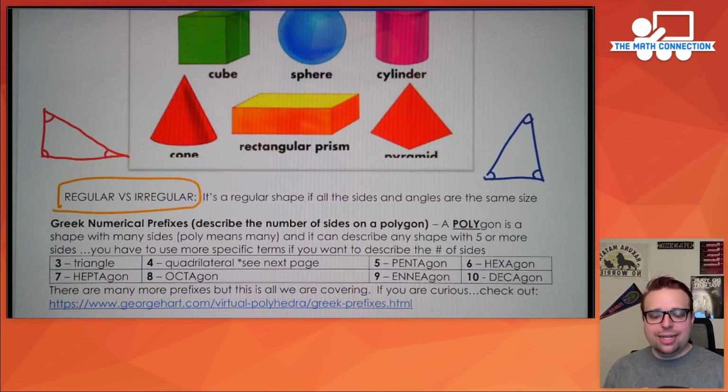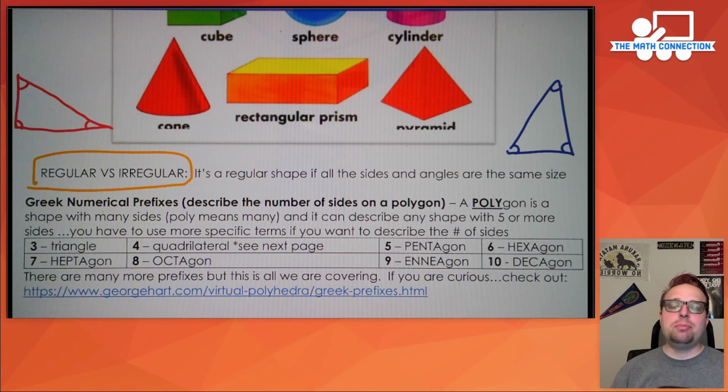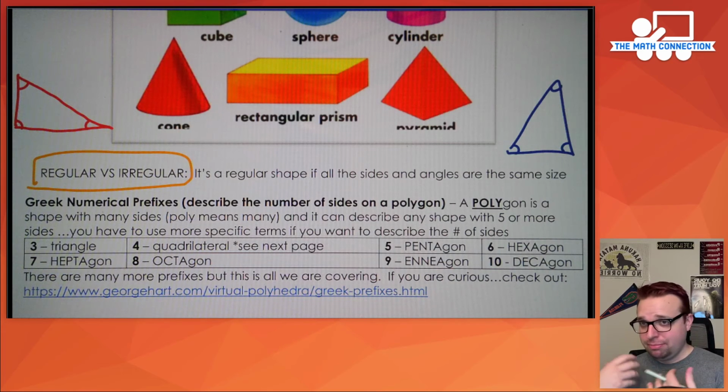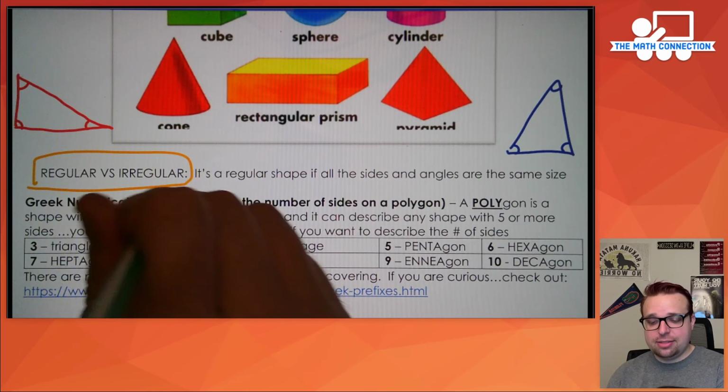So let's talk about what we mean by, remember I said that the prefix of any word that ends in G-O-N, gone, any word that ends in gone, is a polygon, but the prefix tells you how many sides that shape has. Poly just means multiple or many. So when I say it's a polygon, you have no idea how many sides that is because I wasn't specific enough with you with my language, right? Polygon just means that it has many sides.